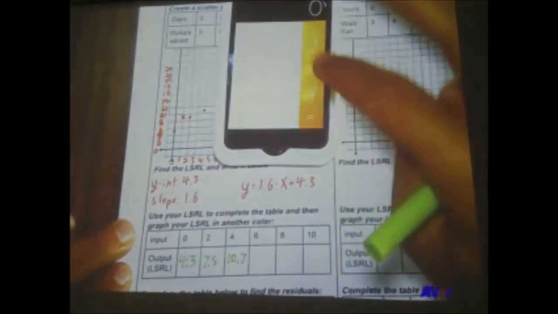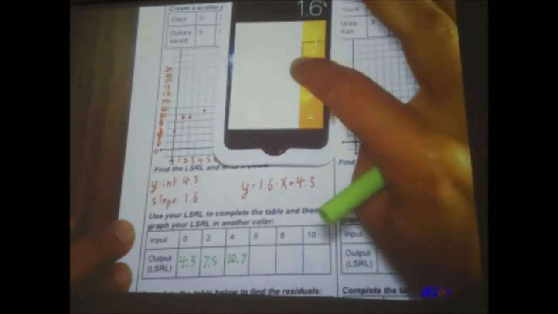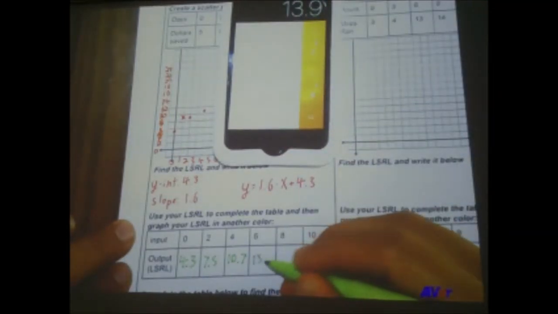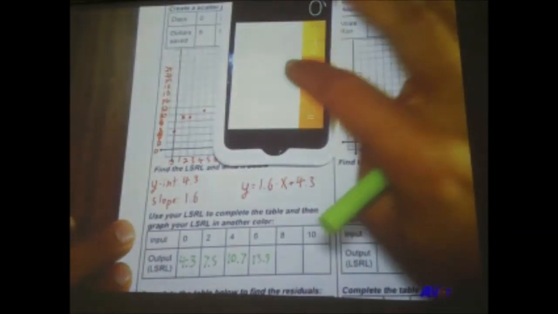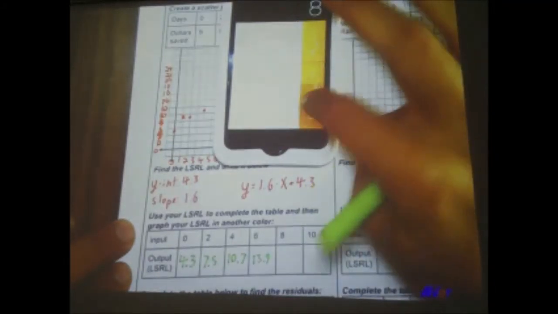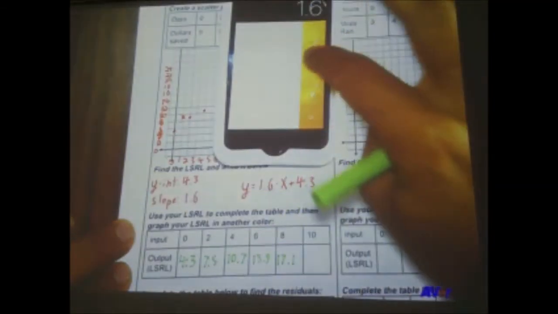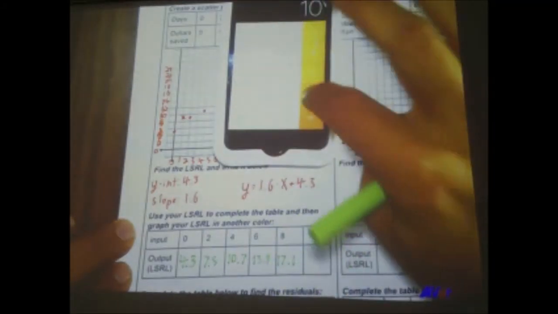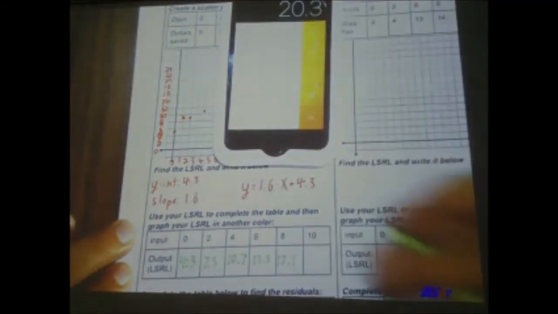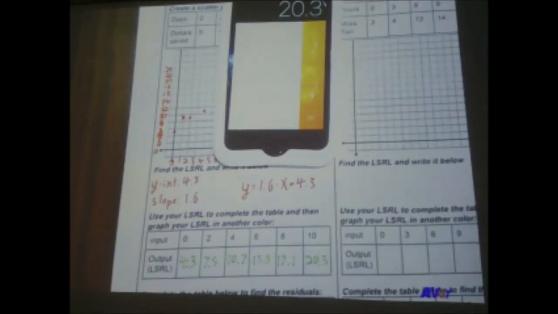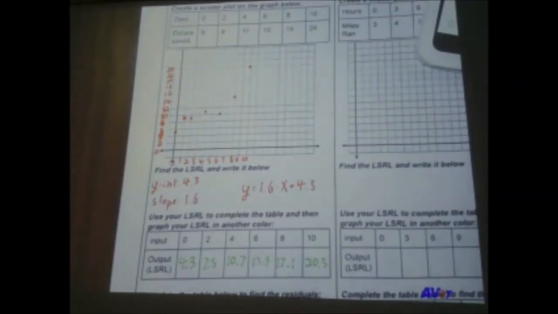And then I do the same thing, 1.6 times 6 plus 4.3 gives us 13.9. And 1.6 times 8 plus 4.3 gives us 17.1. And lastly, 1.6 times 10 plus 4.3 gives us 20.3. And we graph those points on the line and connect the dots.